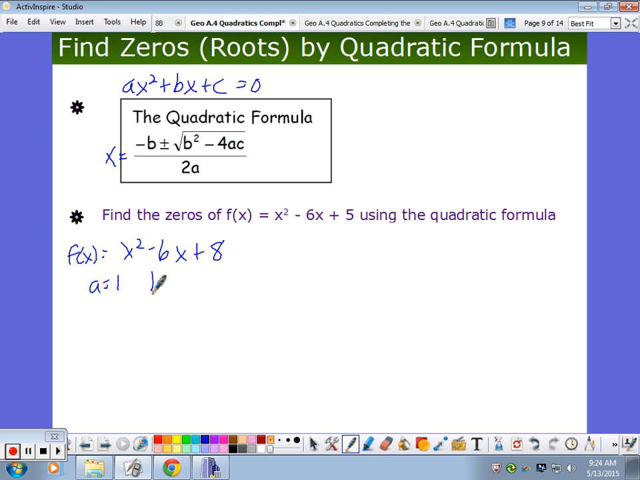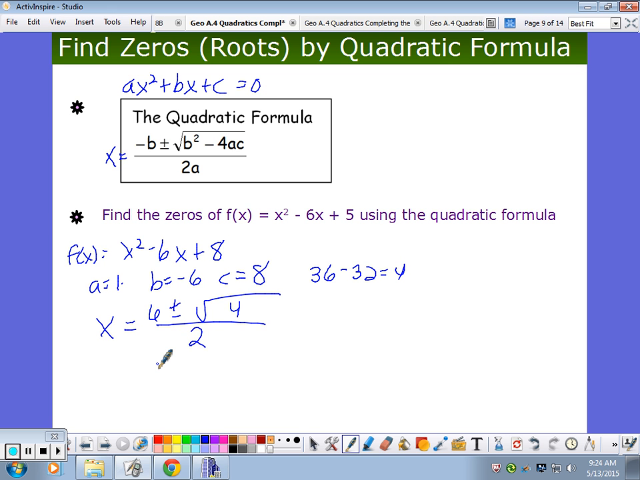A equals 1, B equals -6, C equals 8. So x equals negative b, negative 6, plus or minus square root of b squared minus 4ac. Did we do that already? B squared minus 4ac is 36 minus 4 times 1 times 8, which is 32. So it's 4, all over 2a. So 6 plus or minus 2 over 2. Well, actually I can reduce that, right? That's 3 plus or minus 1. 3 minus 1 is 2. 3 plus 1 is 4.